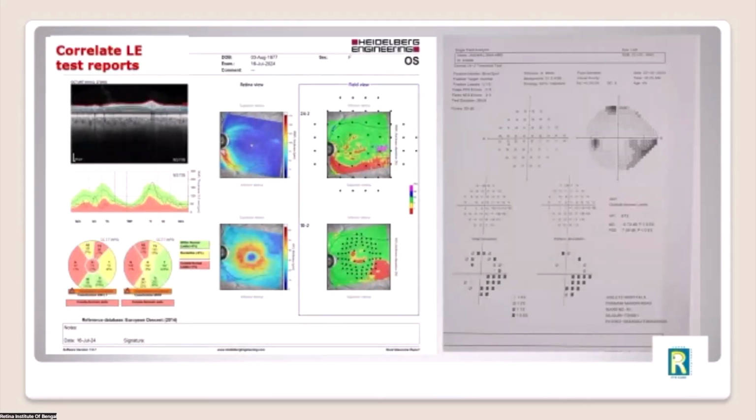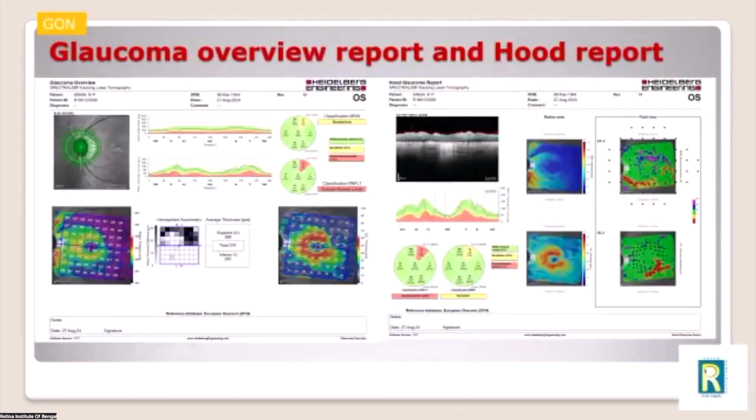Now correlate the left eye picture. Here in the same patient, the Hood report shows this, and it projects that the visual field defect will appear here. You can see the same thing. So these are the comparisons between the glaucoma overview and the Hood report that we use very frequently. If we get these together, we get all the information, so nothing will be missed.